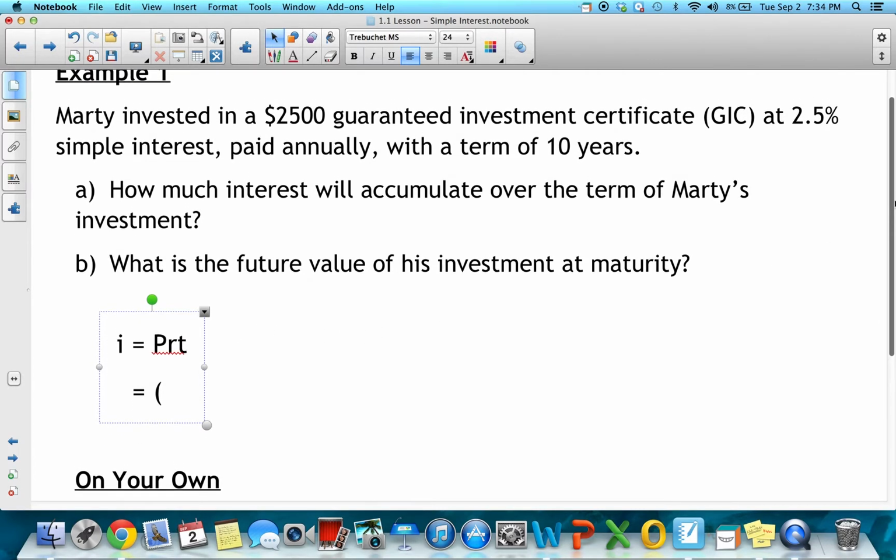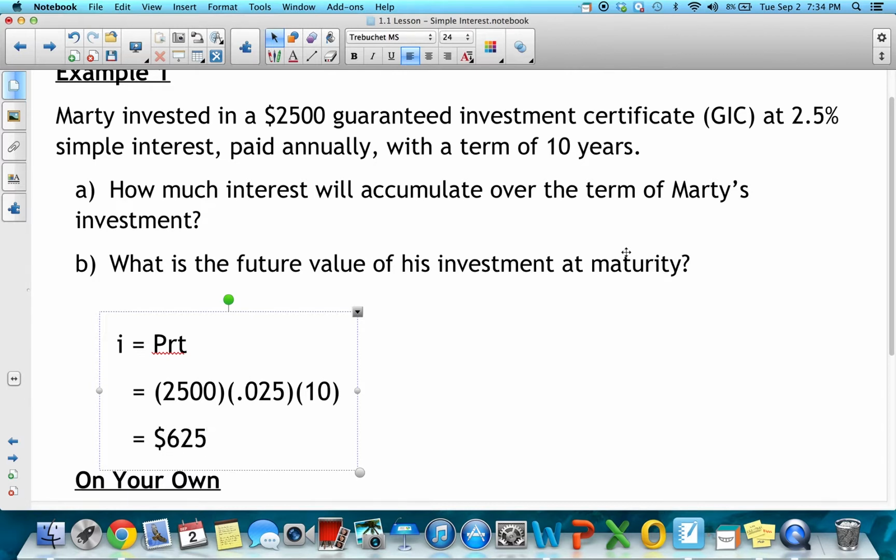solve equations. So, principal in this case is $2,500. Our rate is 2.5%. Remember that we need to change that to a decimal. We need to divide it by 100. When we divide it by 100, what we're doing is moving that decimal place 2 spots to the left, and we're getting decimal 0.025, and multiplying it by the time, or the term, which is 10 years. When we do that math, 2,500 times 0.025 times 10, we're getting $625.